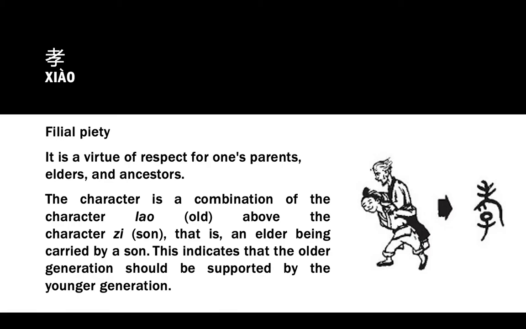For the character itself, as you can see on the right image here, before, the character xiao was written in this way, and on the upper side it's like an older person, and on the lower side it's like a son. And in the simplified form, you can see here already, on the upper side is the upper side of lao, which means old, and on the lower side it's zi, the son. So it's like an elder being carried by a son. So this indicates also that the elder generation should be supported by the younger generation. So from the form of the character itself, you can already feel what filial piety means.